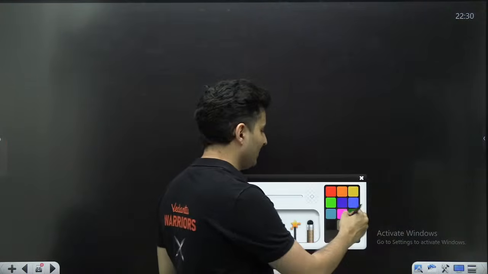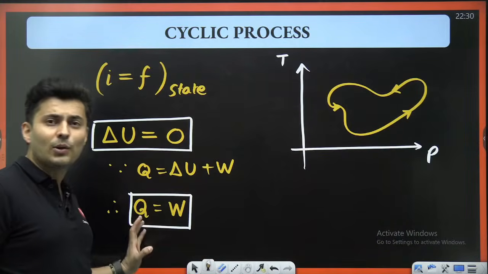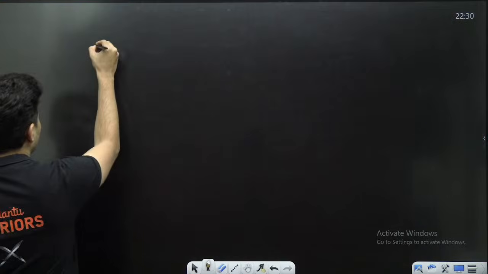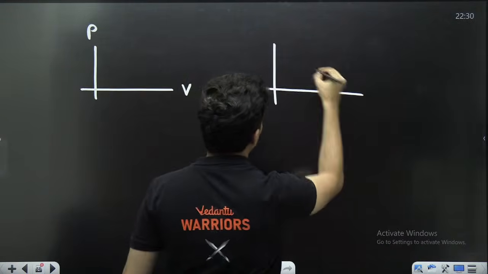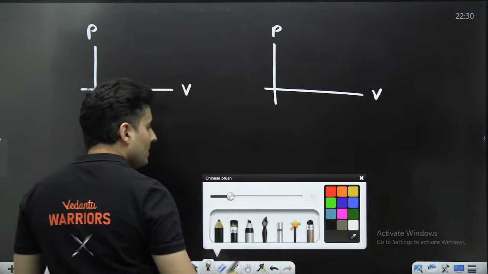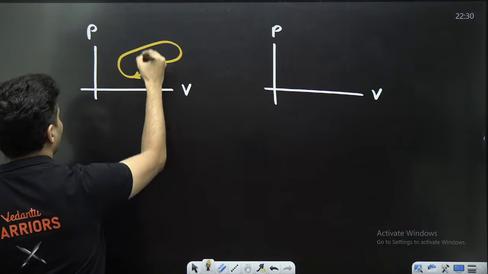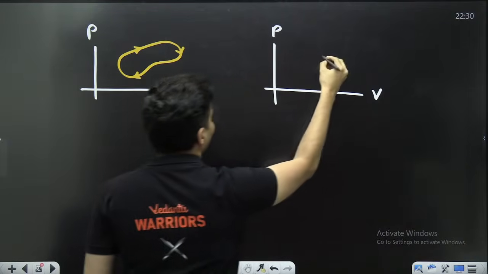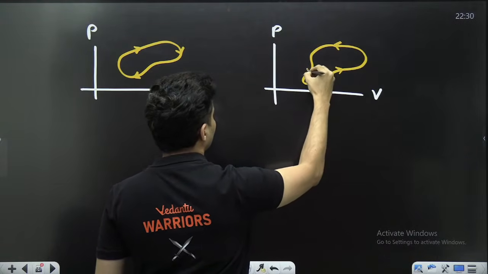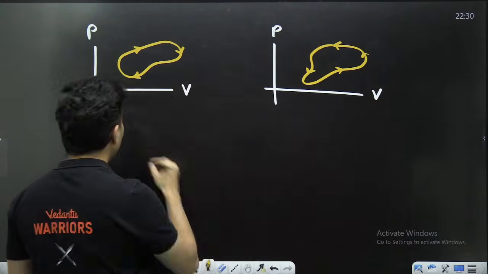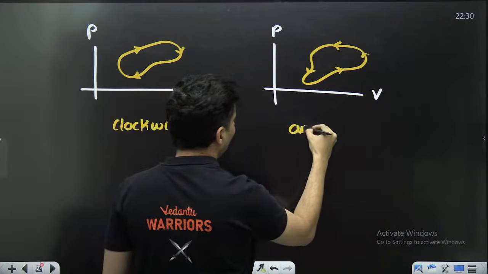Objectives. Now, since I know work and heat will be equal in a cyclic process, there is some sign which you should know. And there have been many questions in the previous years based on this, based on how the cycle is. If the cycle is clockwise versus the cycle is anti-clockwise. So this is clockwise. This is anti-clockwise.